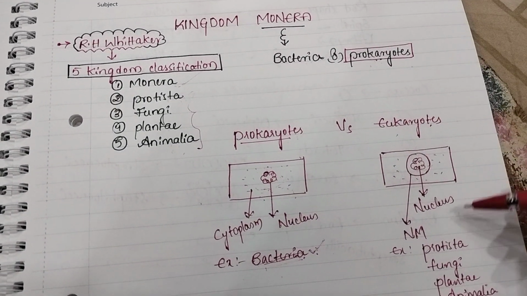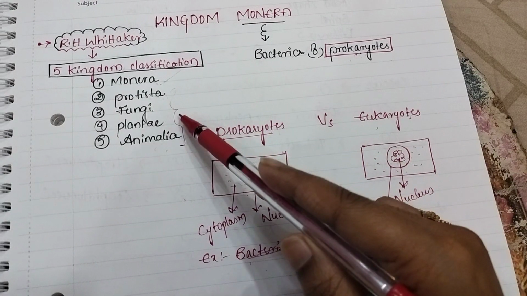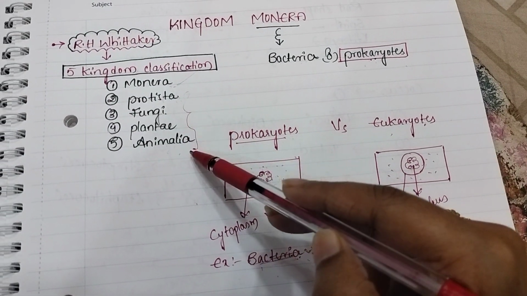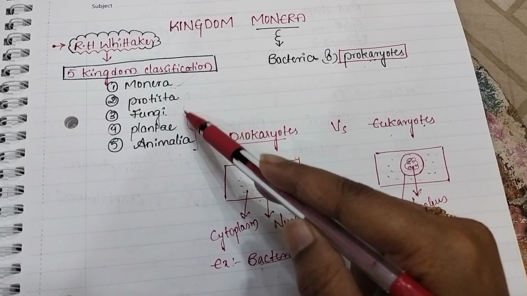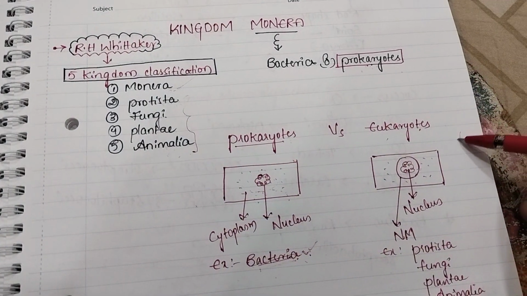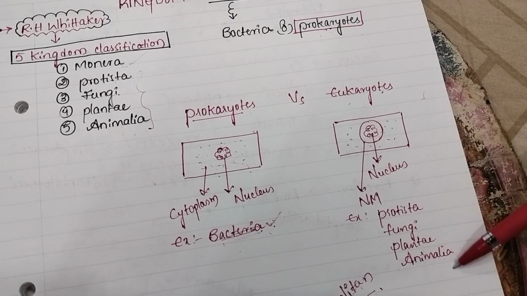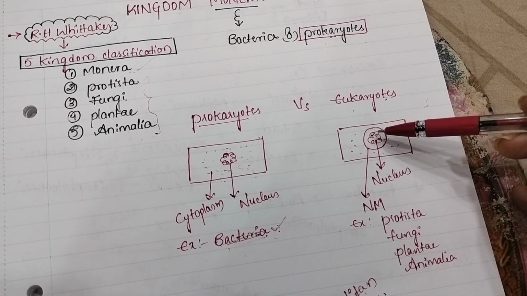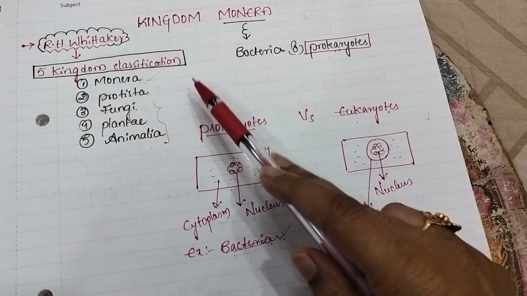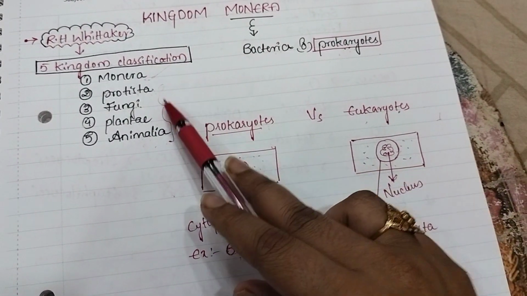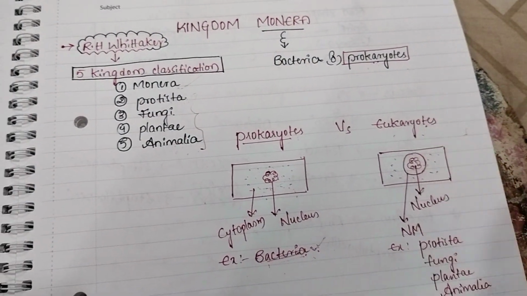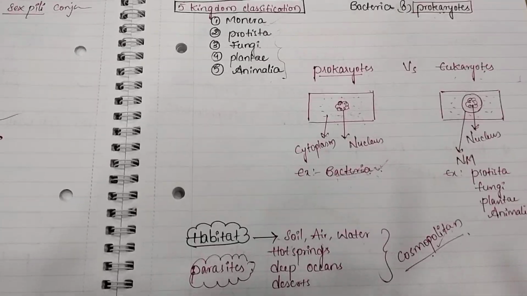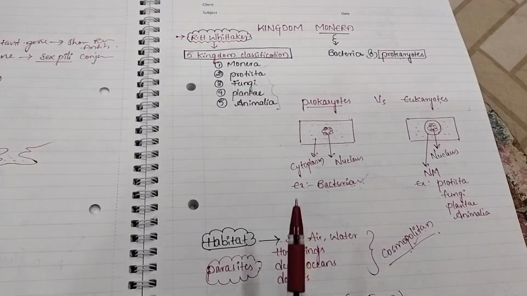Eukaryotes means apart from bacteria, the rest of all, that means Protista, Fungi, Plantae, Animalia. Organisms present in all these four kingdoms come under eukaryotes because these organisms have a nuclear membrane around the nucleus. So Monera comes under prokaryotes, and Protista, Fungi, Plantae, Animalia come under eukaryotes. This is the basic difference. So we're done with the term prokaryotes, and then comes habitat.